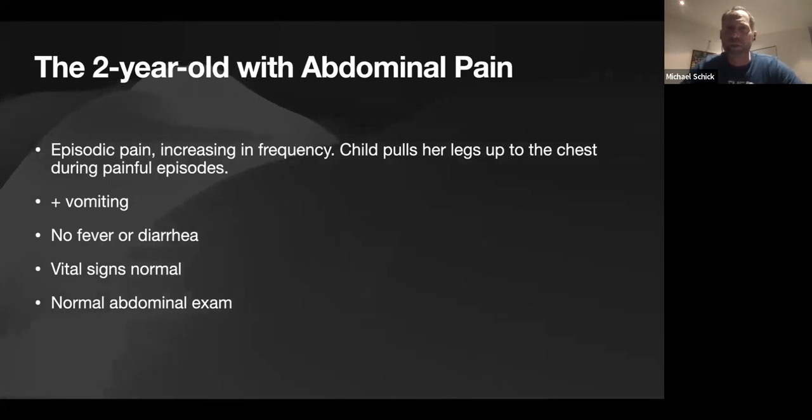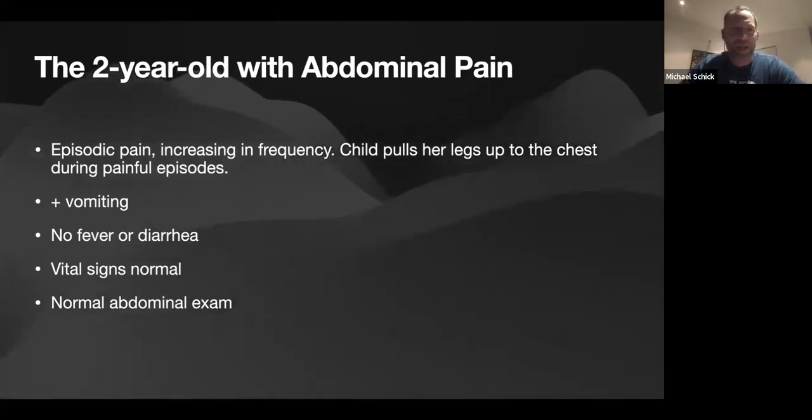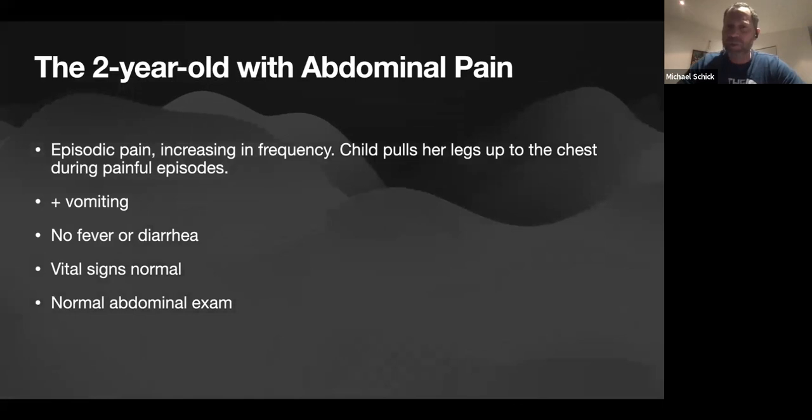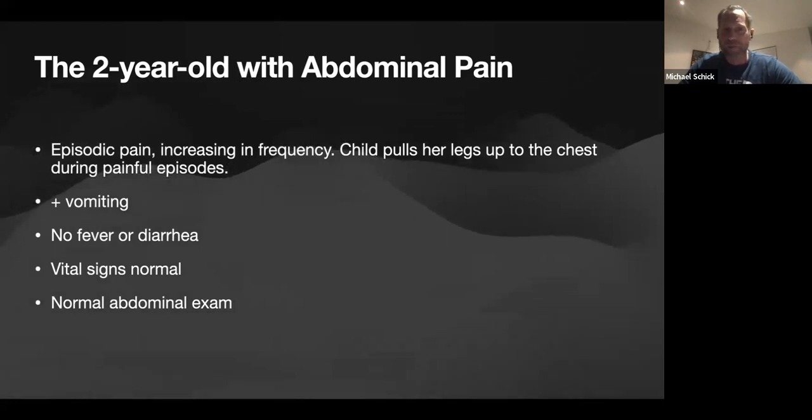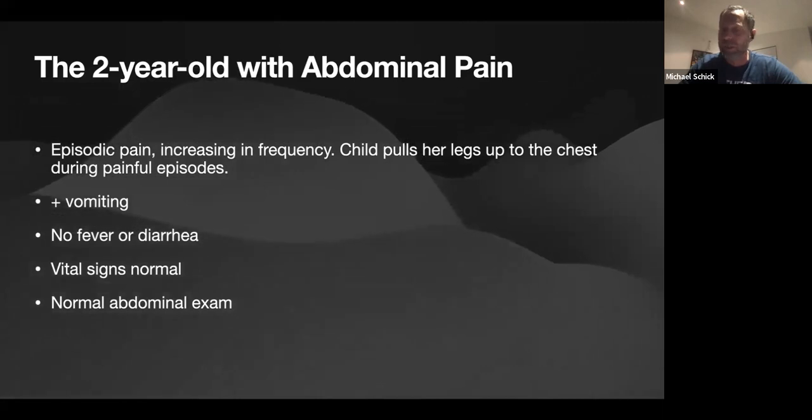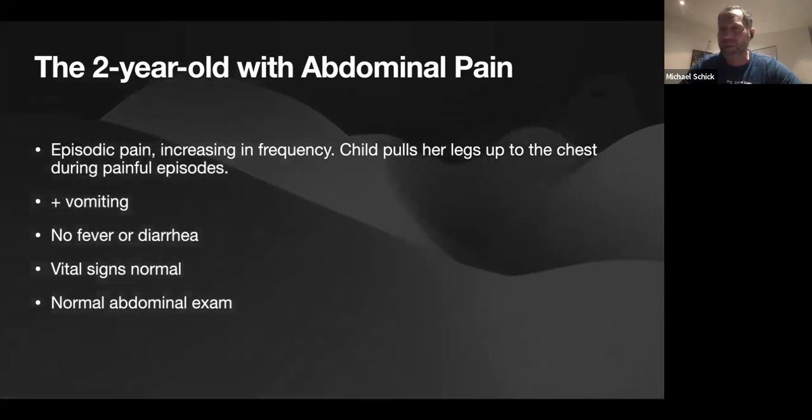Our next case is a 2-year-old with abdominal pain. Episodic pain that increases in frequency. The child pulls her legs up into her chest during these painful episodes. Has vomiting, no fever or diarrhea. Vital signs are normal, and the abdominal exam is normal.